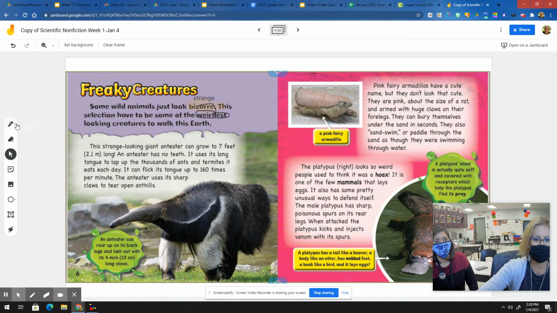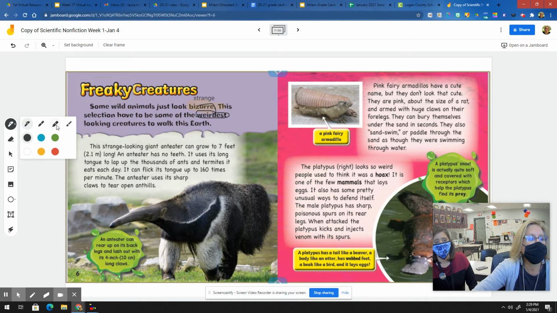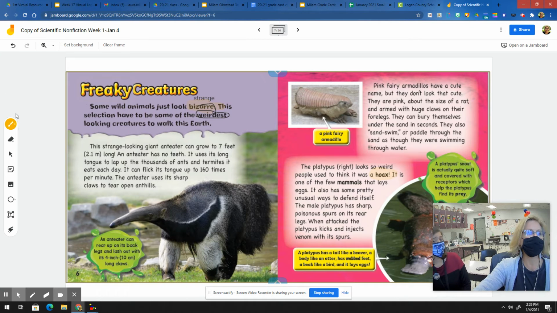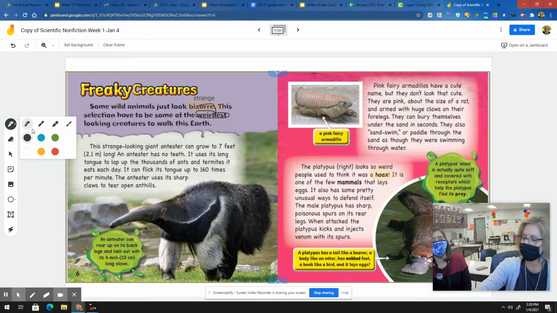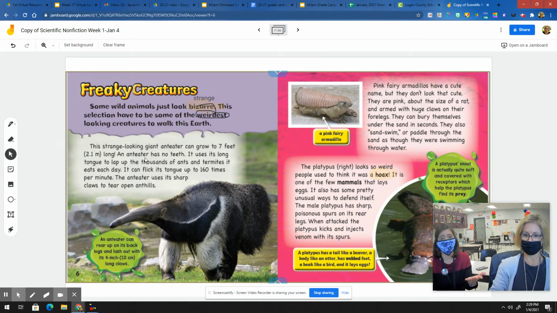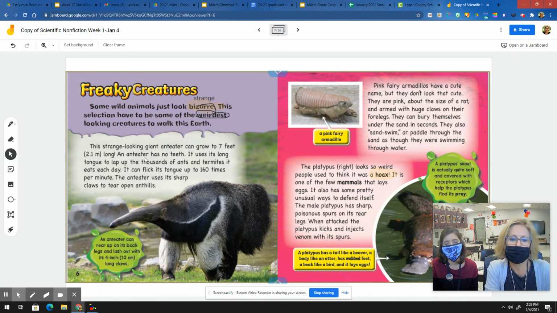Sometimes you might come across a word here that is bold. So if I came to this word here, the platypus looks so weird, people used to think it was a hoax. And I decoded that one. That vowel team OA makes that long O sound, hoax. I noticed that word is in bold print. So you know what, guys? If it's in bold, one strategy, first of all, we can read around it. It looks so weird, people used to think it was a hoax. It's one of the few mammals that lay eggs.